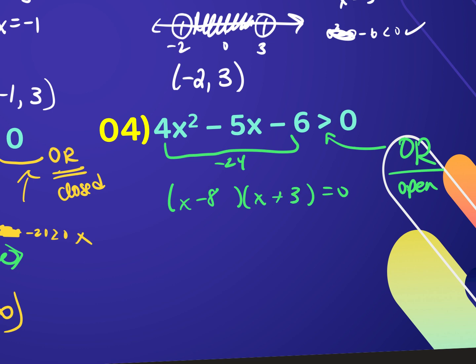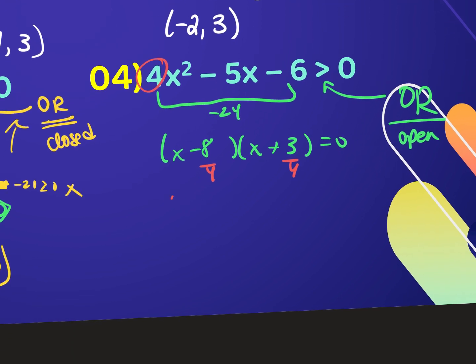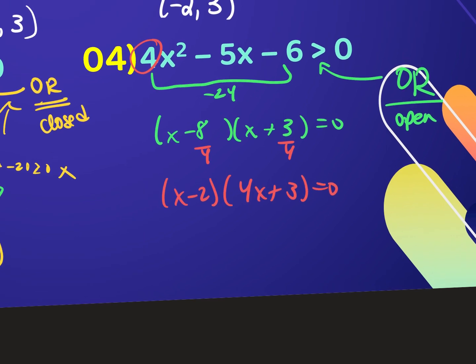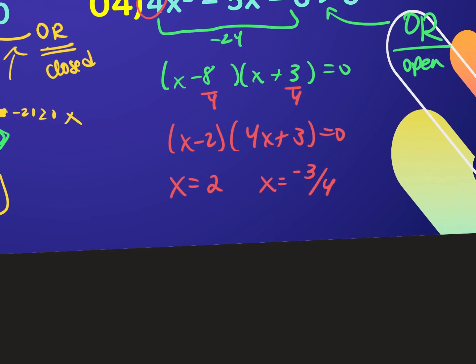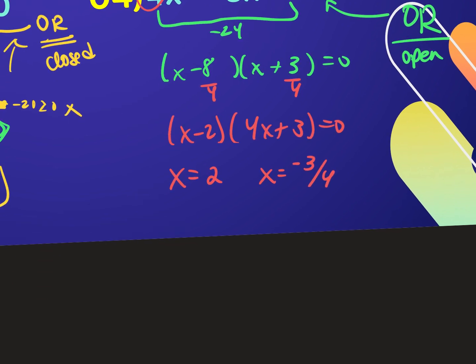Okay. My A term is not 1, so what do I do? Divide both by 4. So I have x minus 2, and then I have 4x plus 3. I set each of those to 0, so what are my two x values? 2 and negative 3/4. So guys, just because you have a fraction, it means absolutely nothing to your problem. Just understand where it is on a number line. Positive 2 is going to be over here. I have 0. Where is negative 3/4? To the left of 0, correct? Okay, that's fine.